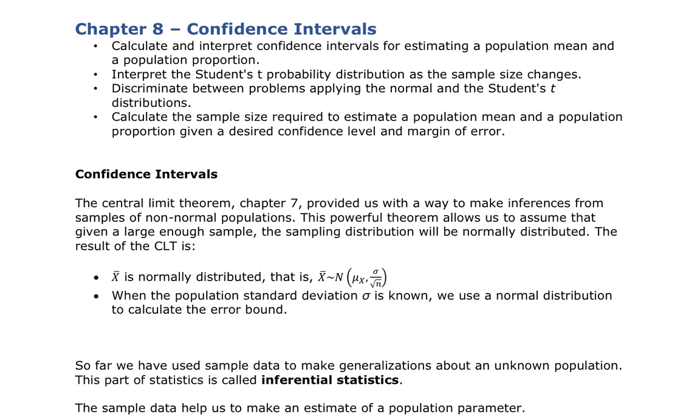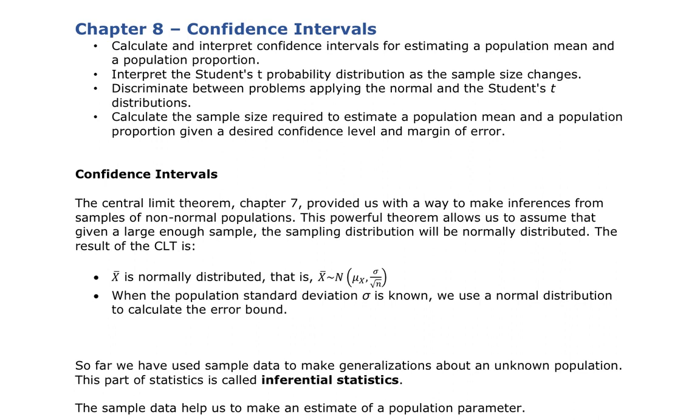So in chapter 7, the central limit theorem, we were able to make inferences from samples of non-normal populations. That was because as we repeat the same type of experiment many times, with sample sizes of 30 or more, we found that if we take the means and plot those, we end up with something that is normal. This theorem allows us to assume that given large enough samples, the sampling distribution will be normally distributed.